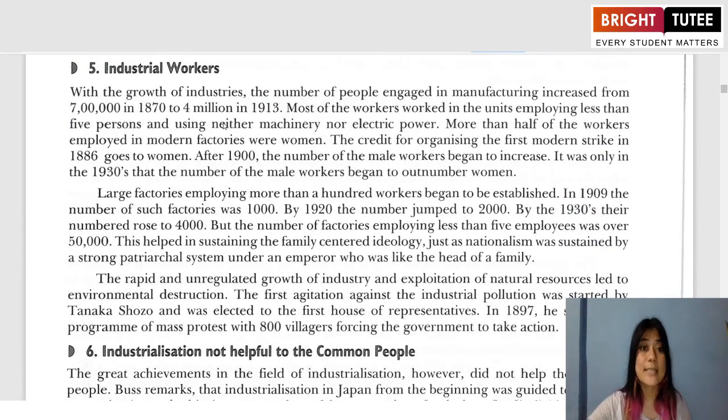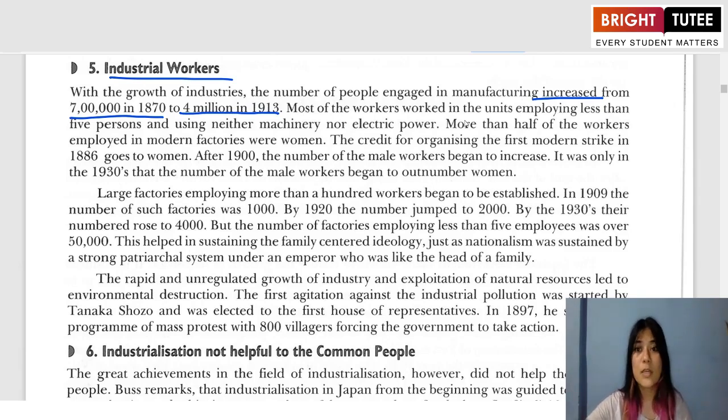Now next, let us look at the industrial workers, the laborers. With the growth of industries, with the growth of factories, the number of people who worked in these factories also increased drastically. They were about 7 lakhs in 1870, and that rose to 4 million in 1913. So you can see the massive increase in the number of people working in industries.